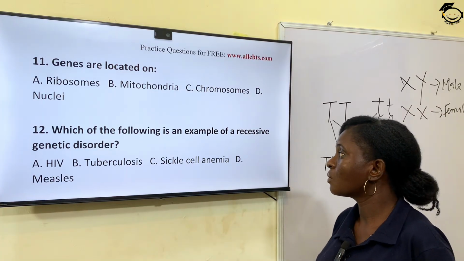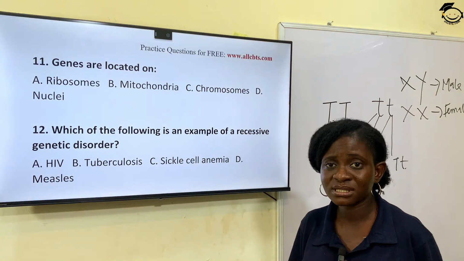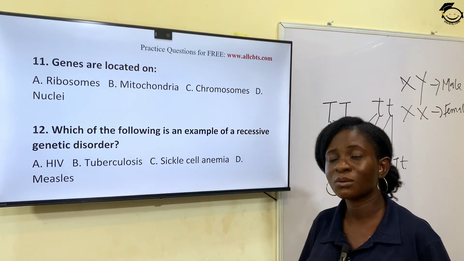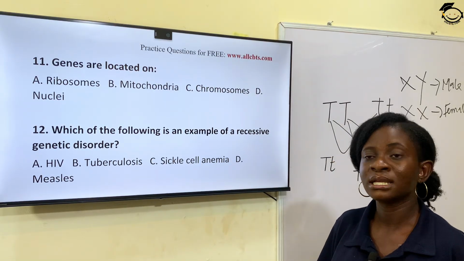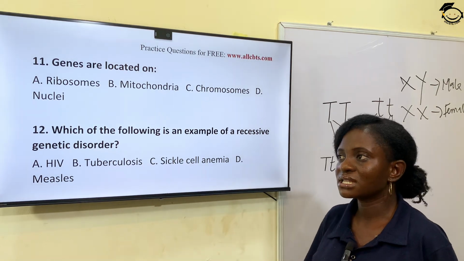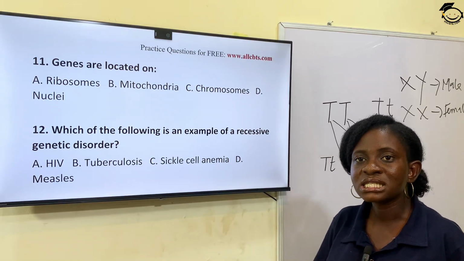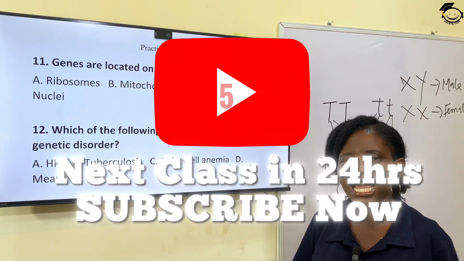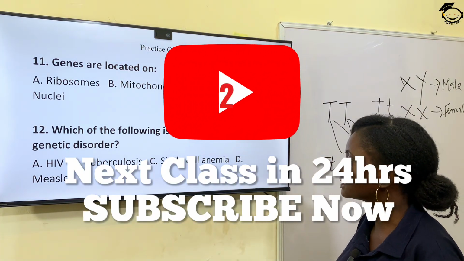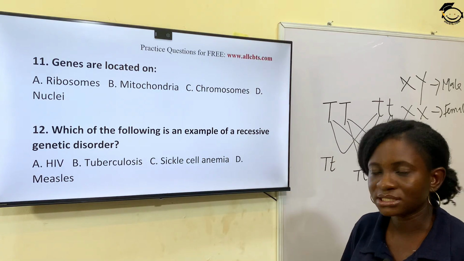Question 12. Which of the following is an example of a recessive genetic disorder? A genetic disorder question is coming up again. Recessive means a parent is a carrier, and this particular gene is now expressed in the offspring. So let's look at the options for an example of a recessive genetic disorder.